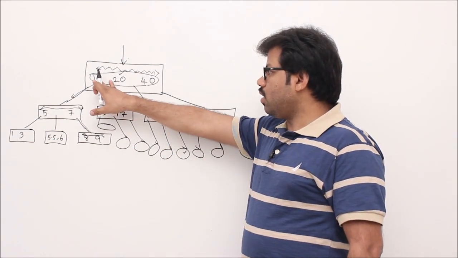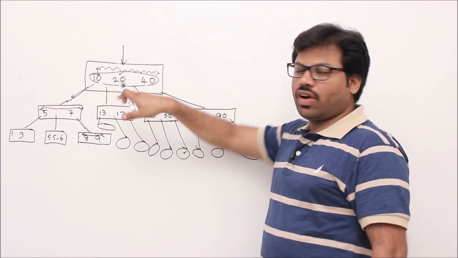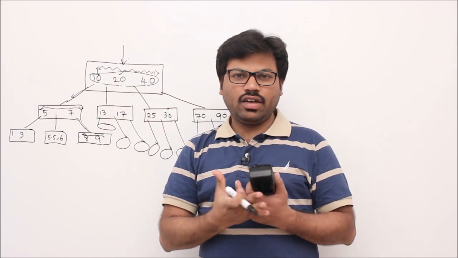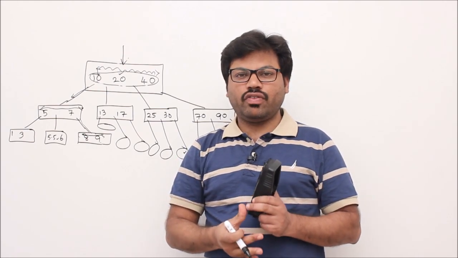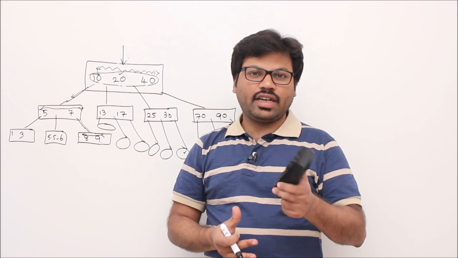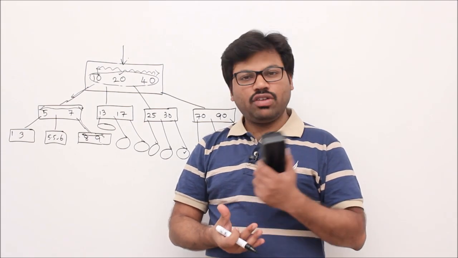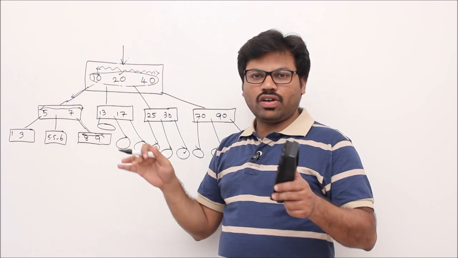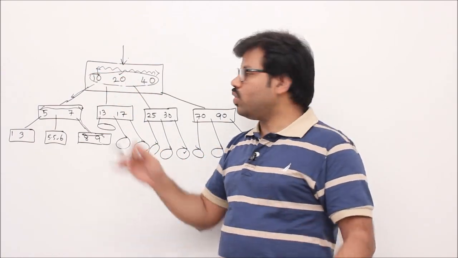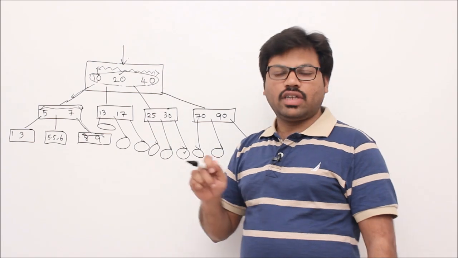So all these keys 10, 20, 40 are closely connected, and if we can keep them in the same block, you get the benefit of saving time. How can you save the time? Since all these key values are in one block, one block transfer is enough to do the search process, correct? So that is the idea.